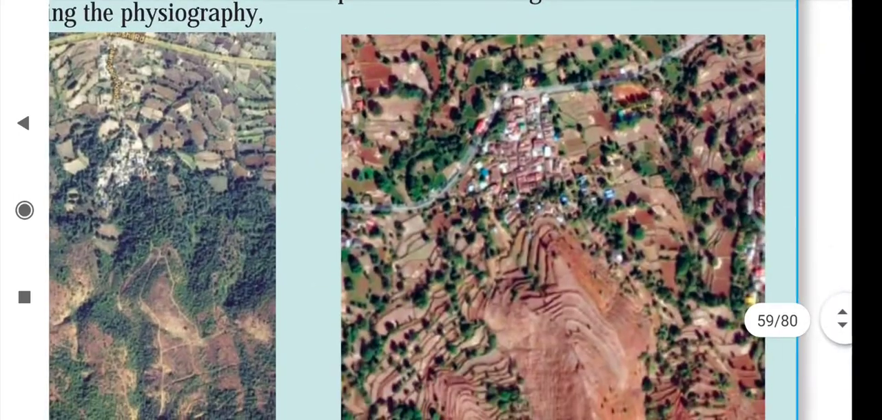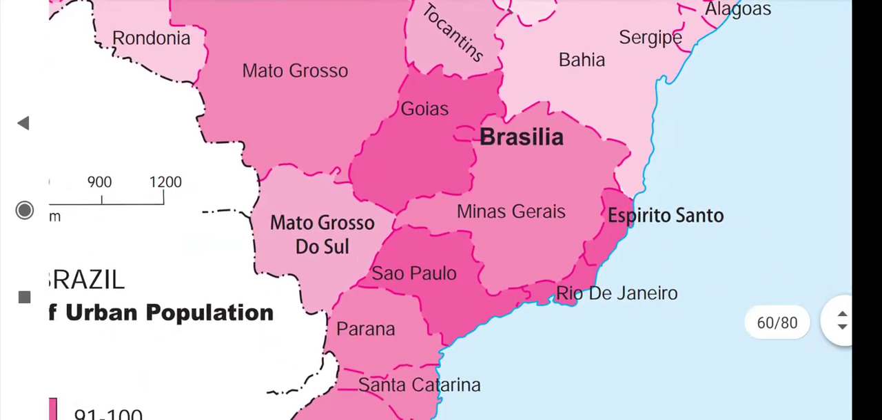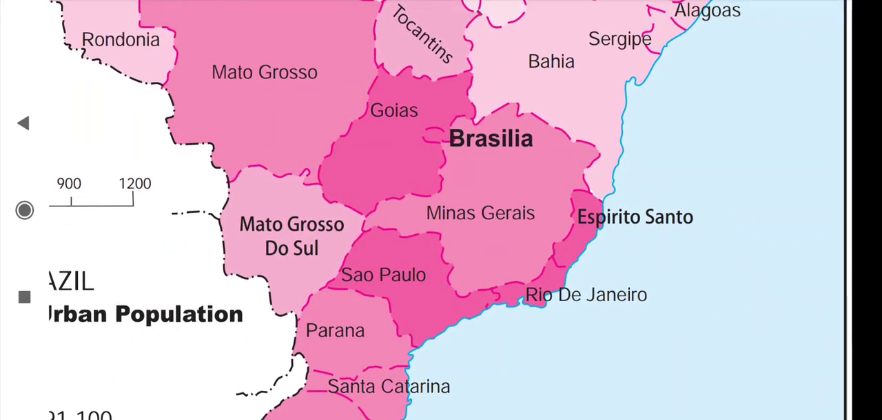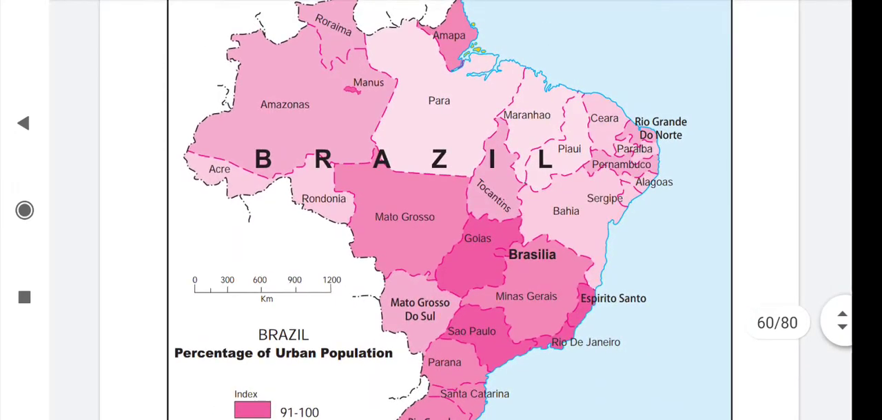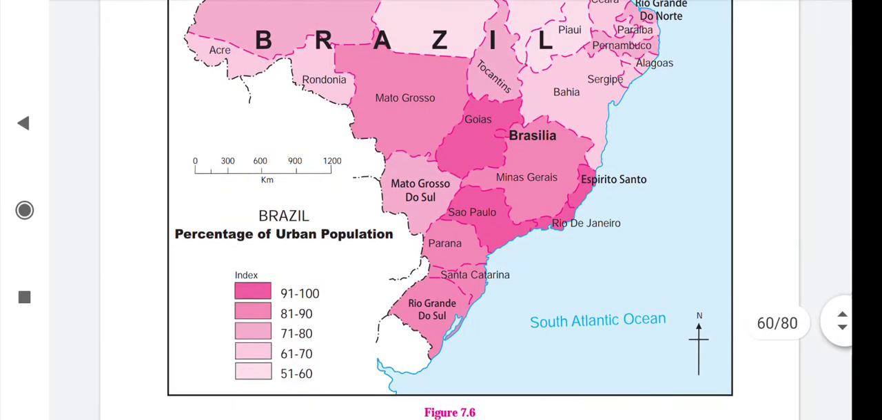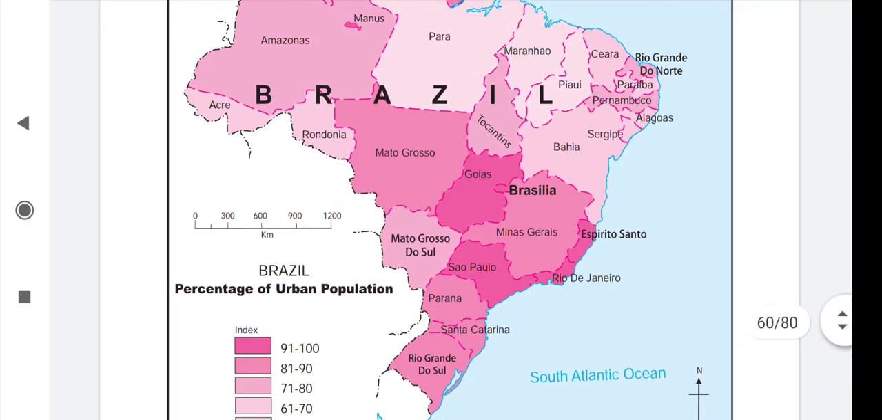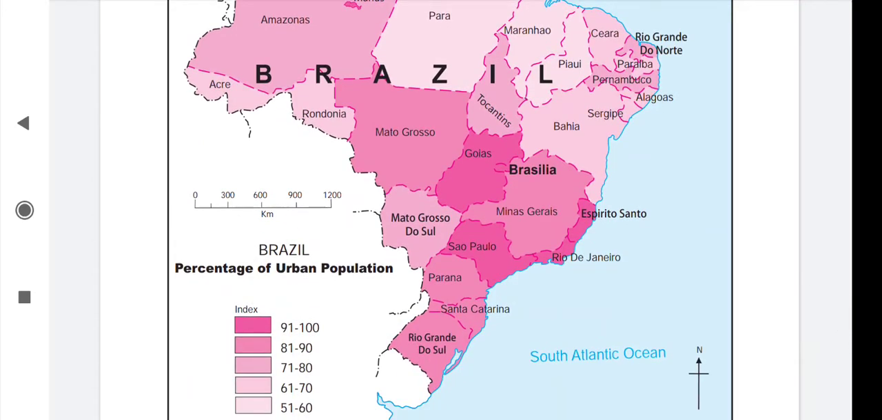So here the choropleth map has been shown. See students, in this way you have to draw the choropleth map of India. Here they have used shades: a dark shade, then a fainter shade, then a fainter shade, and a very faint shade. So 91 to 100, 81 to 90. In the same way, you have to prepare the choropleth map for India. Now you have to observe this map and answer the following questions.